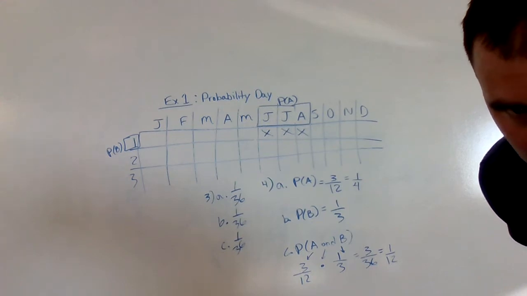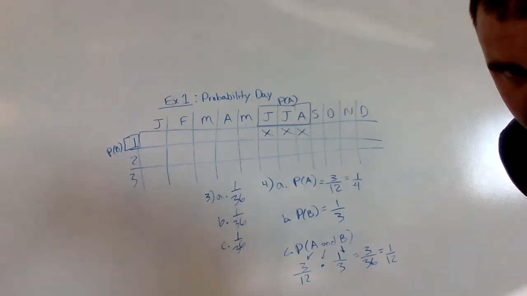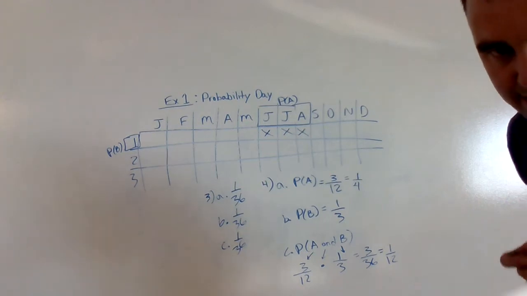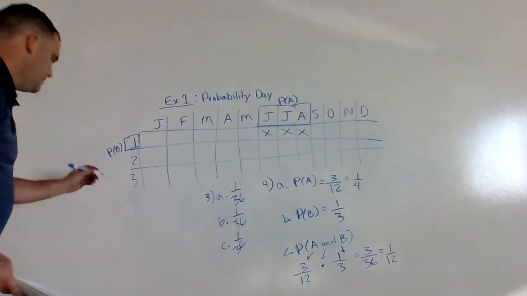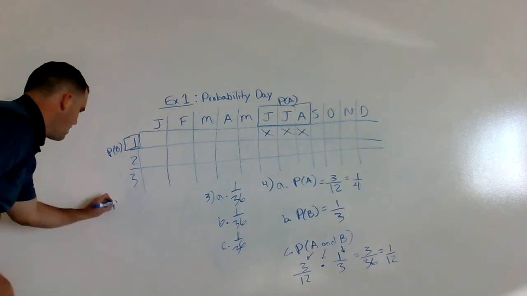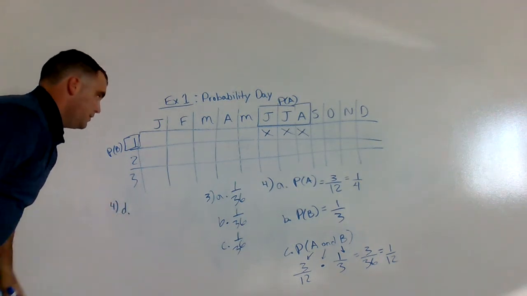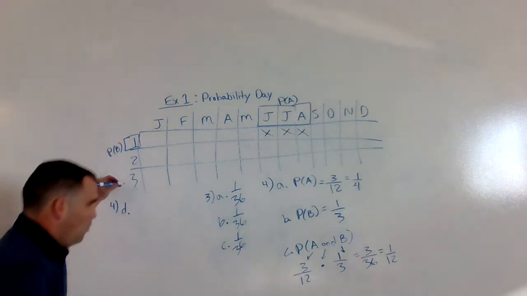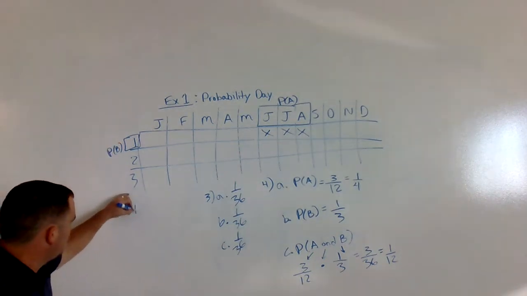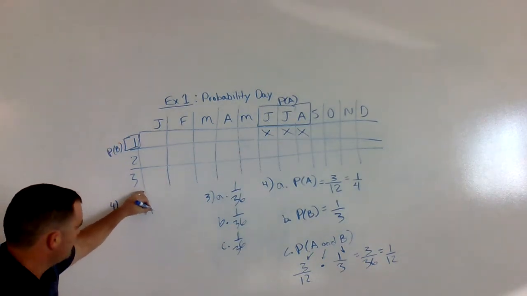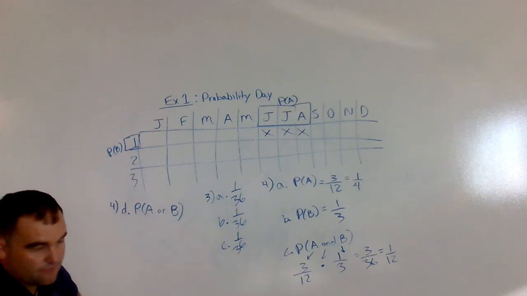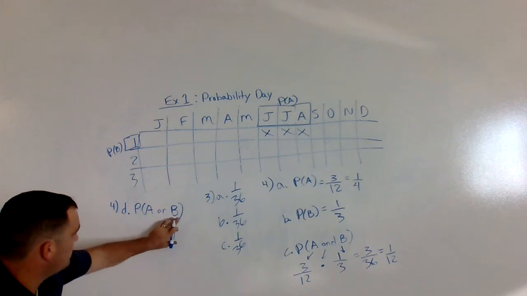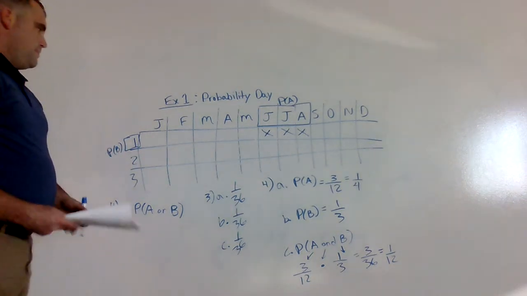Okay, now D. D is where it gets a little bit crazy. So D says calculate the probability of A or B. Okay, I'm going to come over here and do D. This is going to be 4D over here. What is the probability of A or B? I told you there was going to be a formula for this, but let's actually use the sample space first to make sure it makes sense.